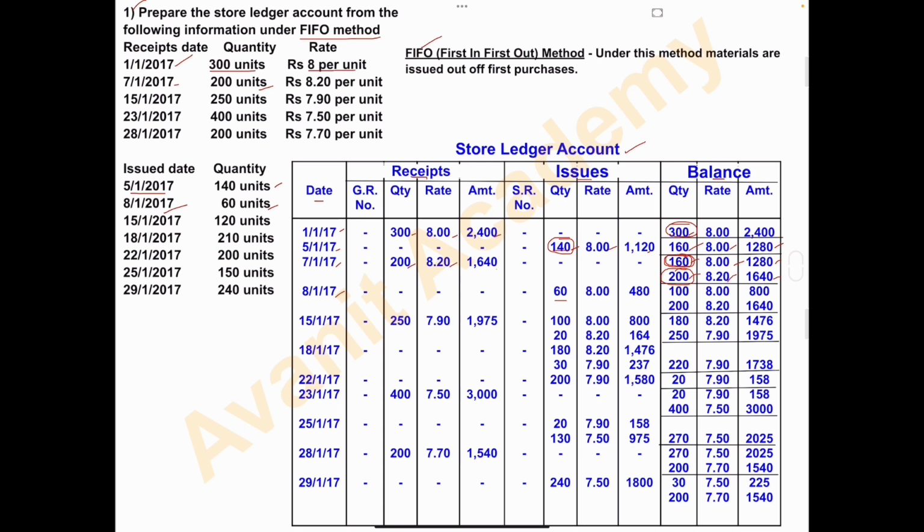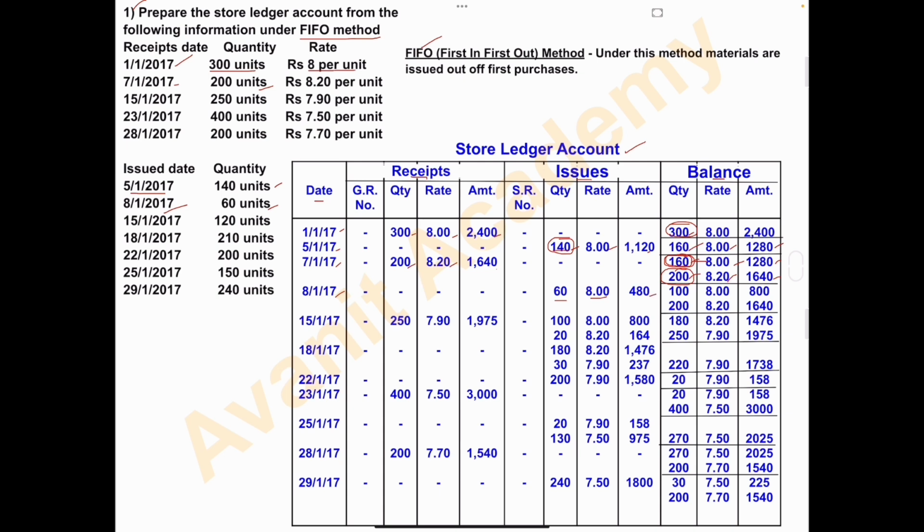What is the rate in front of this 160 bag? 8 rupees. So we'll take that 8 rupees and multiply: 60 into 8, we will get 480 rupees.